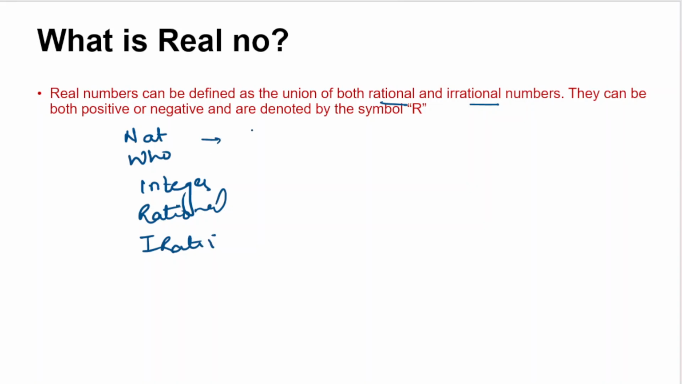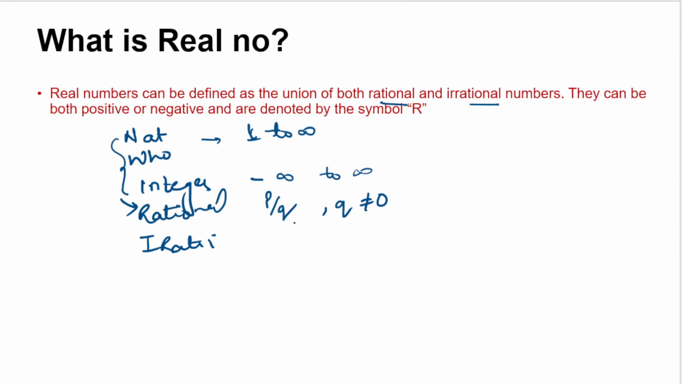Natural numbers start from 1 to infinity. Whole numbers start from 0 to infinity. Integers are both positive and negative, so they start from minus infinity to infinity and include 0. Rational numbers are those numbers which can be represented in the form of p by q, where q is not equal to 0. All natural numbers, whole numbers, and integers form rational numbers. These can be represented in the form of rational numbers.